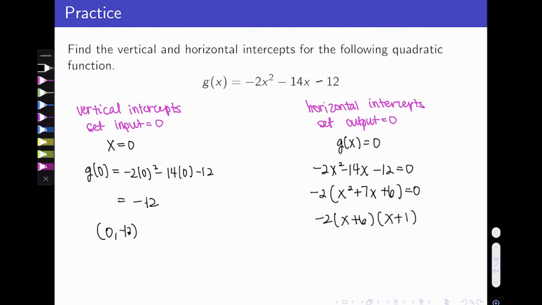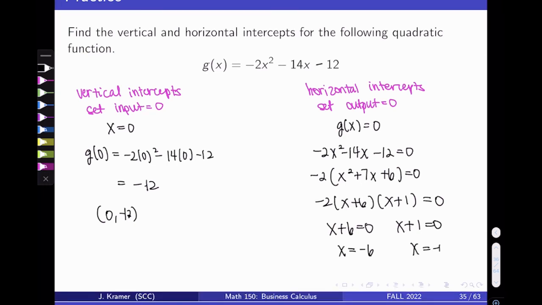And so in factored form, we're looking at negative 2 times x plus 6 times x plus 1. And so by the zero product property, we would say x plus 6 equals 0 and x plus 1 equals 0 to solve. And we get x is negative 6 and x is negative 1. And so our points for our horizontal intercepts would be (negative 6, 0) and (negative 1, 0).